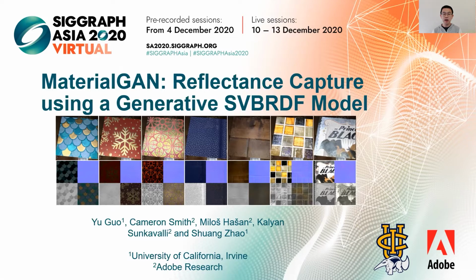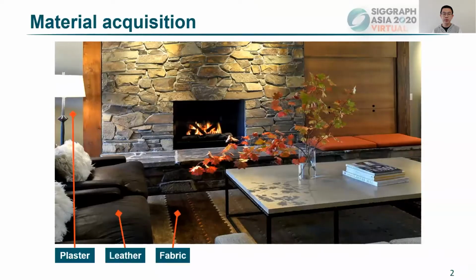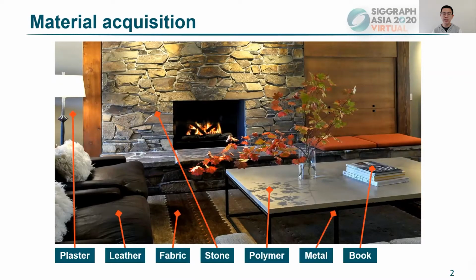Today I will talk about how to create SVBRDF maps using Generative Adversarial Network. Real-world environments are full of objects with different types of materials. How to capture spatially varying reflectance of those materials remains an important and challenging research task.